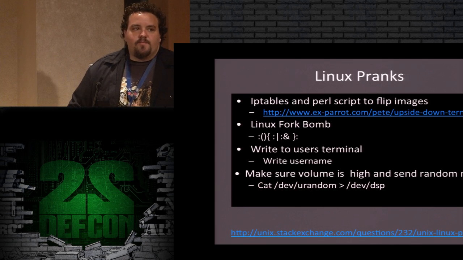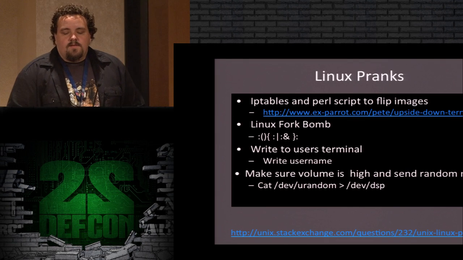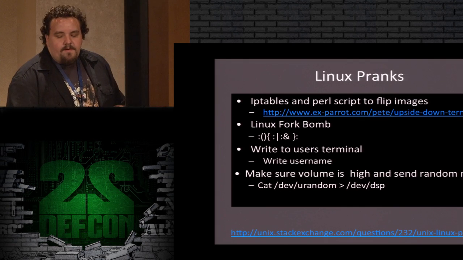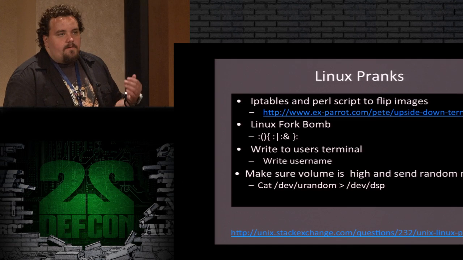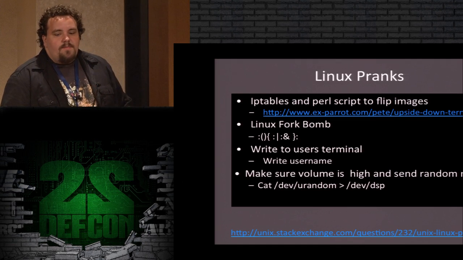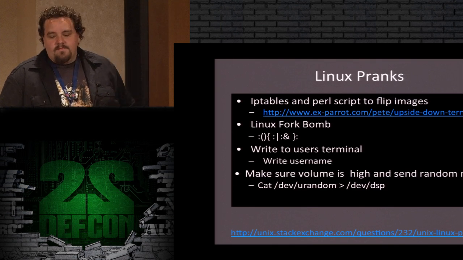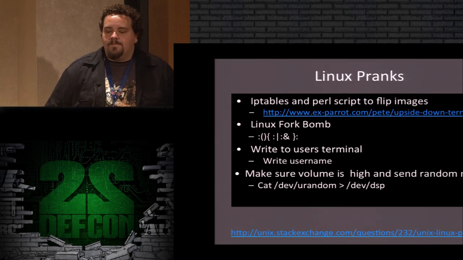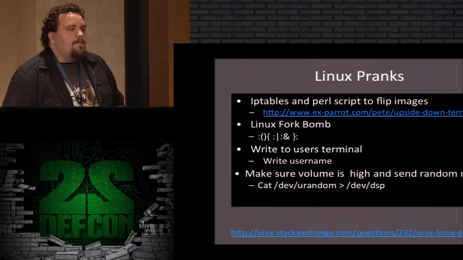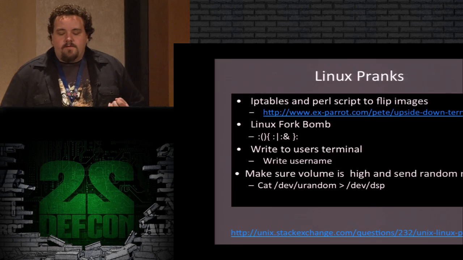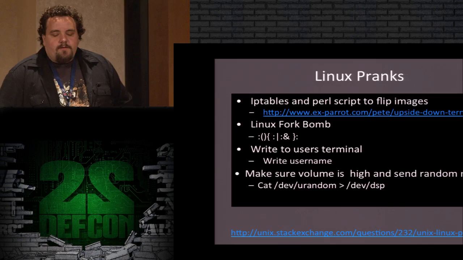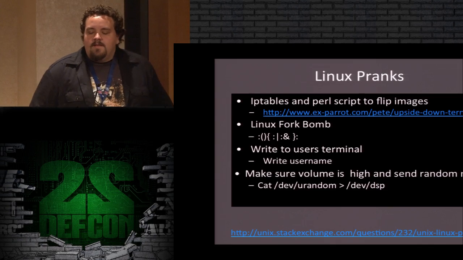Now let's do our Linux pranks. This is a cool little Perl script I found. If they're using Linux as their main desktop and they browse, you could even put this inline. Basically it takes every image they browse to and turns it upside down. It's pretty awesome. Then we've got a Linux fork bomb. We can take the system to a crawl. We can write to the user's terminal. If the system's local, this is kind of annoying.